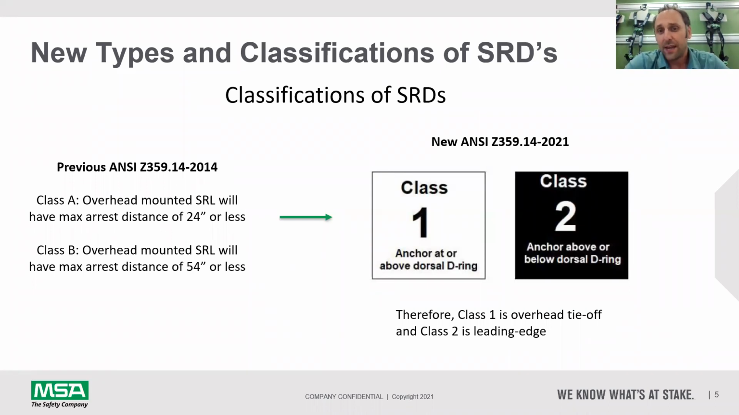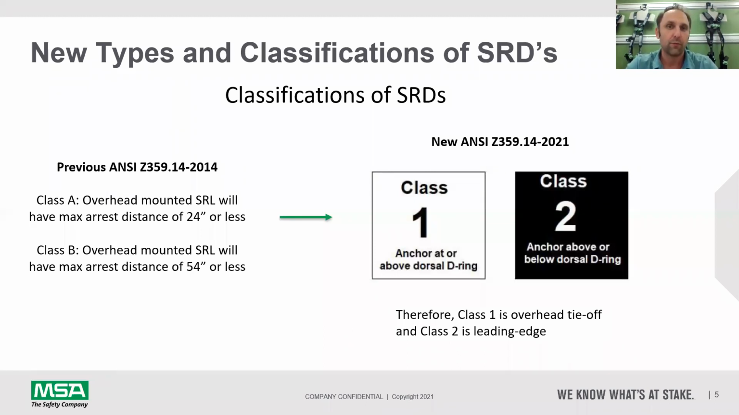Class 1 means to anchor at or above the dorsal D-ring. Class 2 means anchor above or below the dorsal D-ring. That's a little confusing, I admit, without a picture, without some kind of reference. What does that really mean? So the comment at the bottom boils it down. Class 1 are now products that would be considered a standard or an overhead tie-off product. Class 2 are your leading edge.